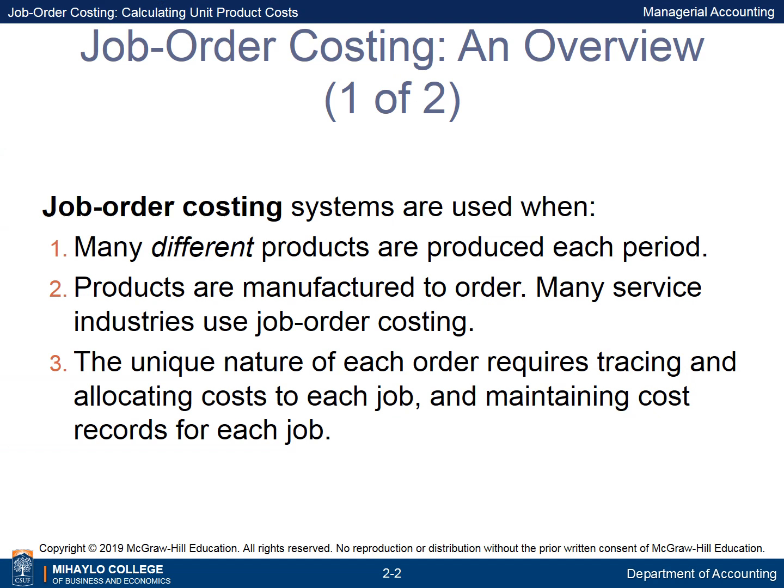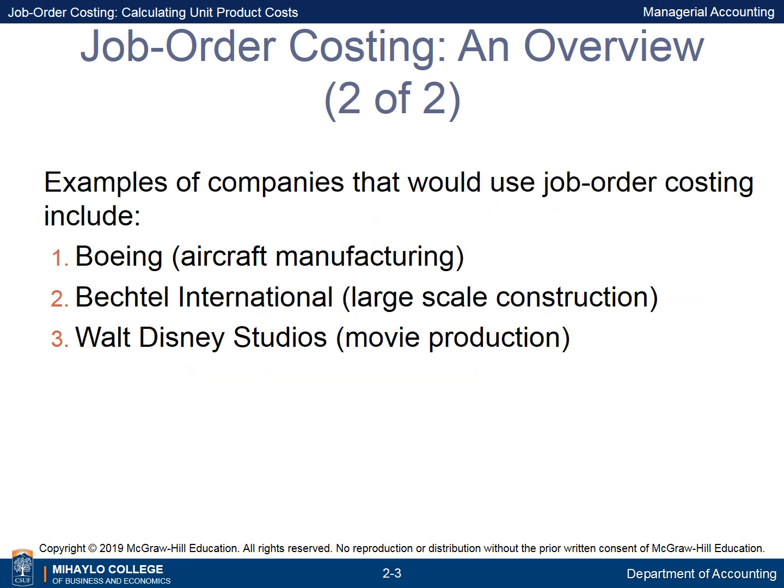Job order costing systems are used when: 1. Many different products are produced each period, 2. Products are manufactured to order, 3. The unique nature of each order requires tracing or allocating costs to each job and maintaining cost records for each job. Examples of companies that would use job order costing include Boeing, Bechtel International, and Walt Disney Studios.